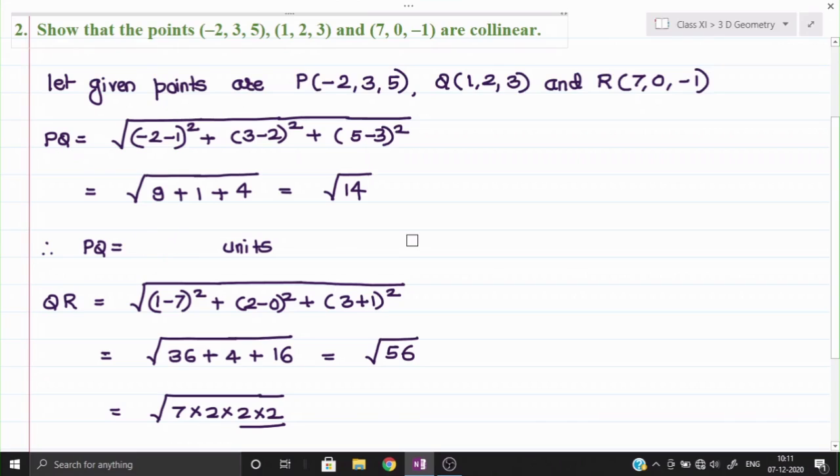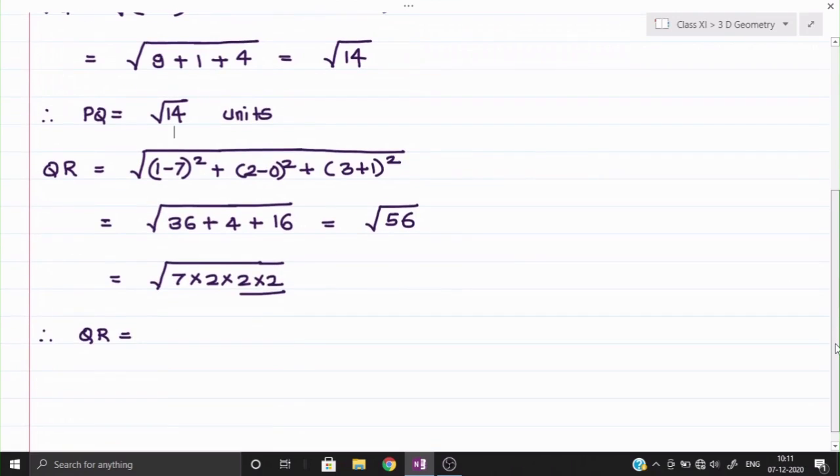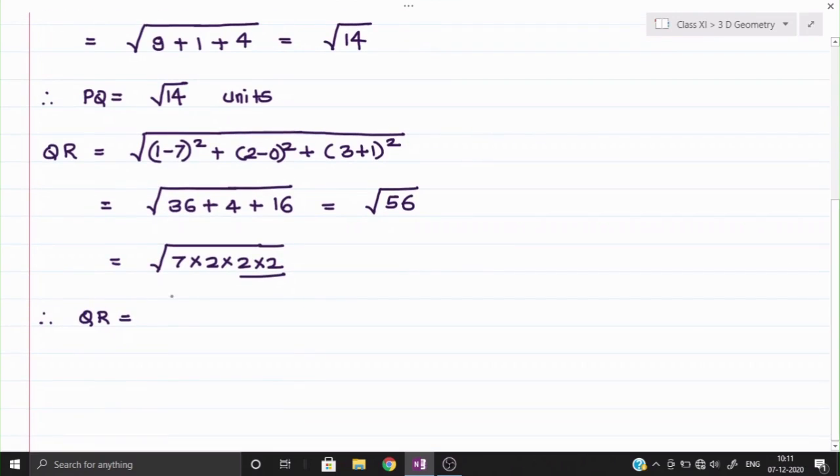Now it is right, because the two different terms were coming. Yes. Okay. Now here you see we are getting 2, we are taking it outside. So this will be 2 under root of 14 units. This is the value of QR. Okay. Now we shall find out the value of PR.